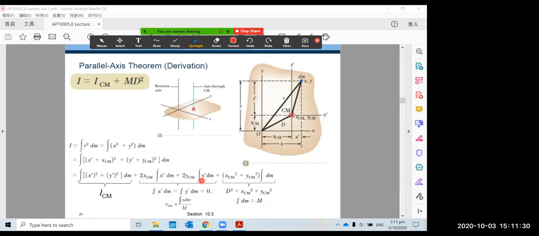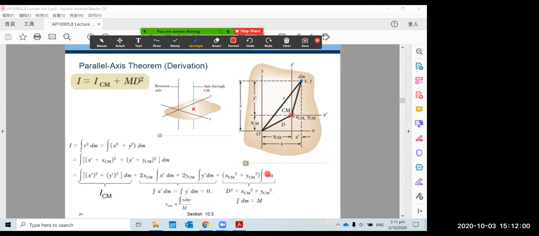Similarly, y dash times dm is equal to 0 as well, for it is the meaning of the center of mass. And the last term, x_cm squared plus y_cm squared, is equal to the distance between the axis of rotation and the axis passing through the center of mass.